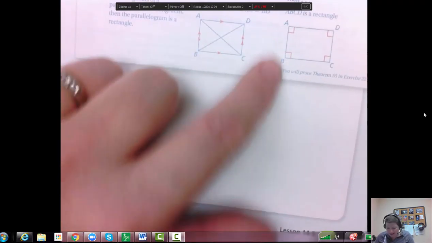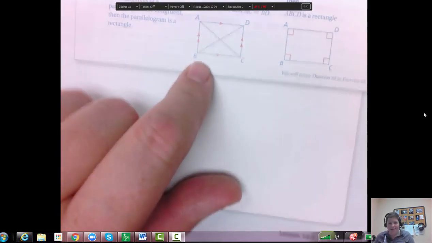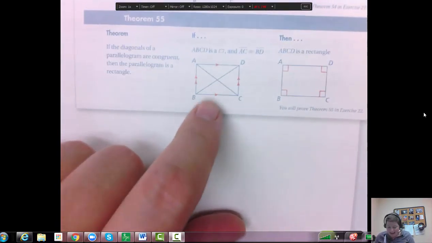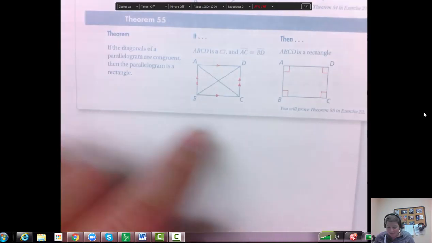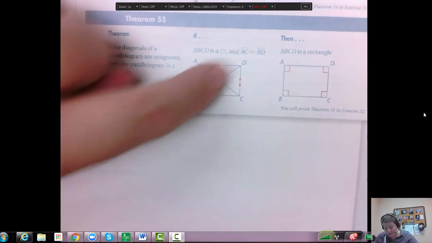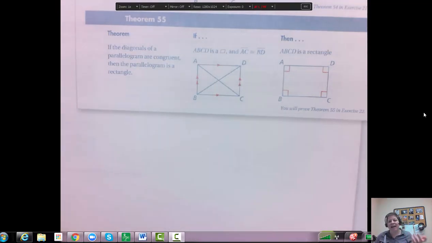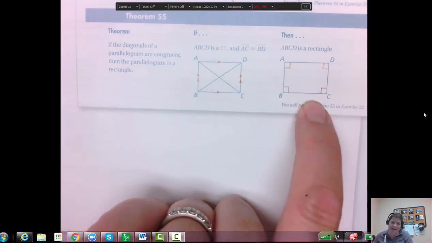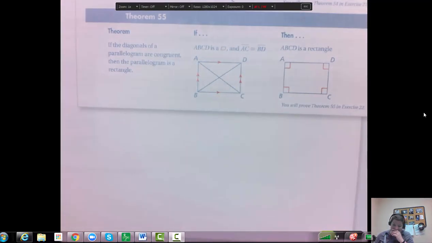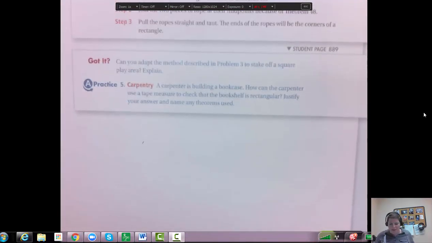55, the last theorem here, says if it is a parallelogram and AC is congruent to BD, so if those diagonals are congruent, then it's a rectangle. So we know if the diagonals meet at 90 degrees, rhombus. If they're congruent, rectangle. And I think that was the only three theorems we had. So let's go through some example problems.